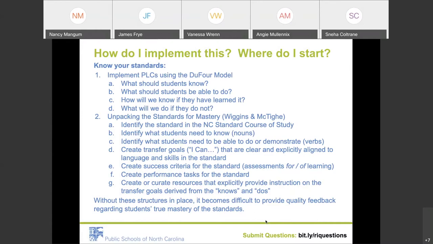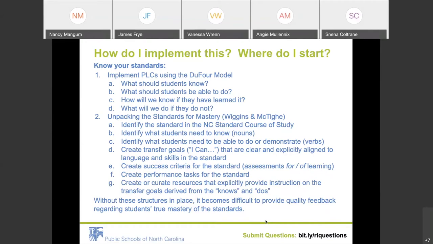And then two, unpacking those standards for mastery. The framework that we use is the Wiggins and McTighe framework. I'd say that's probably the most popular one. But here I've outlined some steps. I won't belabor those steps at this point, but you can go back and refer to those steps for how we think about unpacking standards specifically in the context of that DuFour framework. But without these structures in place, like I said earlier, it really becomes difficult to provide quality feedback on students' true mastery of the standards.